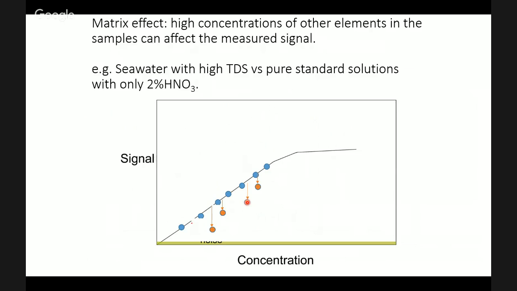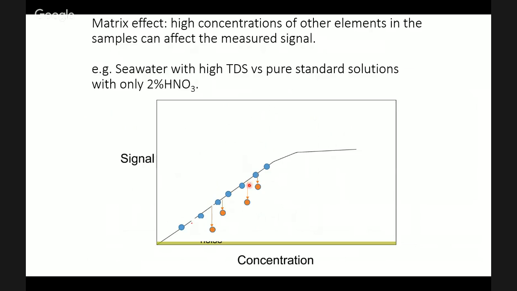The reason for this is that some samples have lots of other stuff in them other than the elements we're interested in. For instance, in seawater, if we're trying to measure iron or cadmium, which has a very low concentration in seawater, that might be inhibited by the large concentrations of sodium, chlorine, and potassium in that sample. All these other ions might mean that we get a reduced signal. We might reduce the ionization efficiency, or the sample uptake rate.